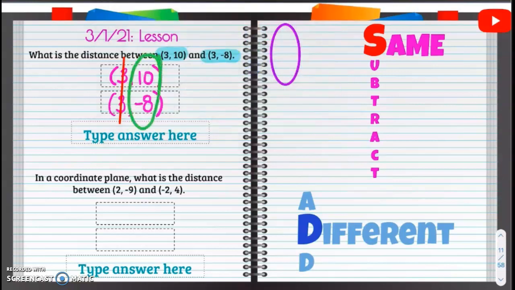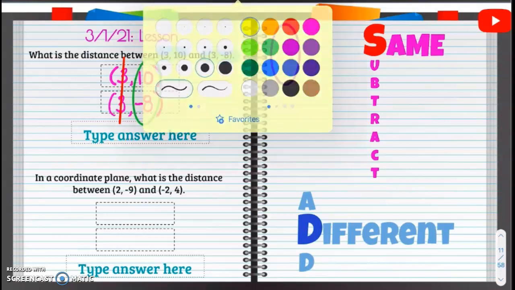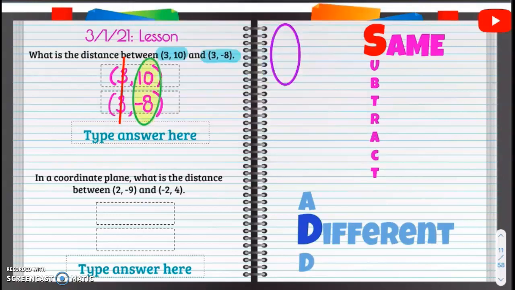So we have +10, -8. With these two numbers, do they have the same sign or do they have different signs? +10, -8. One is positive, one is negative, so they have different signs. So we're going to add them.